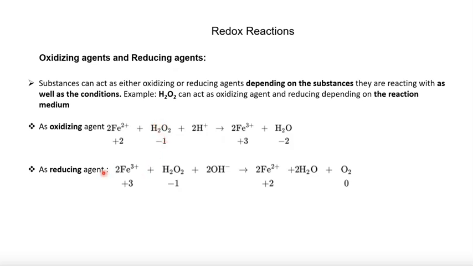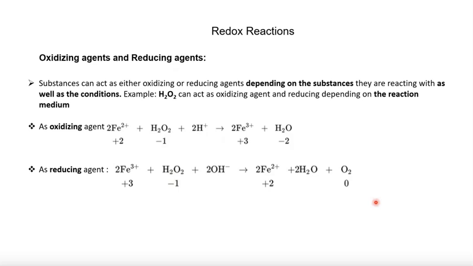Similarly, we go for a reducing agent. You see, we have the same chemicals, but the reaction media is now alkali. And therefore, it is acting as a reducing agent. It reduces iron 3 to iron 2. And then you can see here oxygen has oxidation state -1, but after the reaction, the oxygen has oxidation state 0. So itself, it is oxidizing.